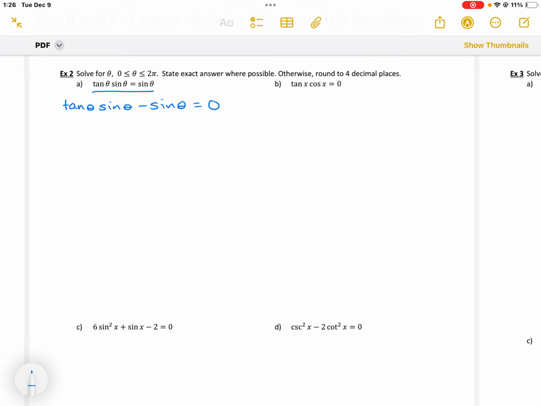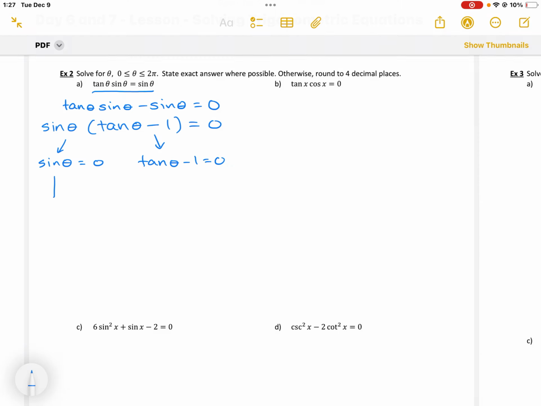And then I'm going to factor out the common term. So sine theta is common between those two. So now I've got sine theta times tan theta minus 1 is equal to 0. So now I really have two equations that I can solve here. I know that sine theta could equal 0. I also know that tan theta minus 1 could equal 0.